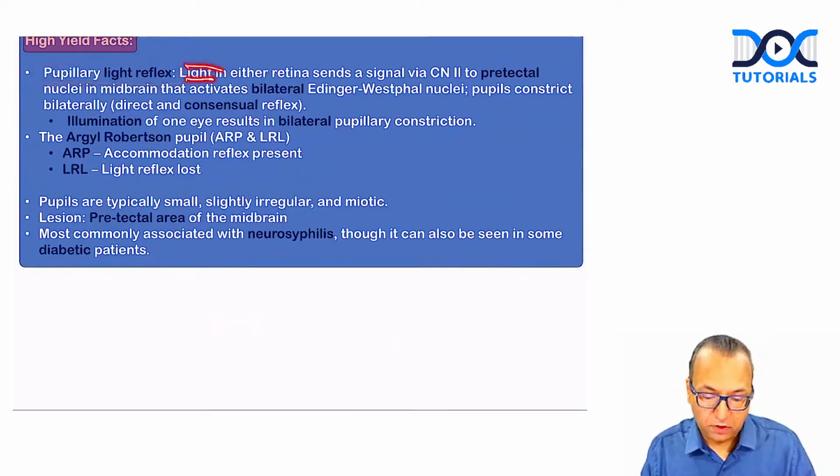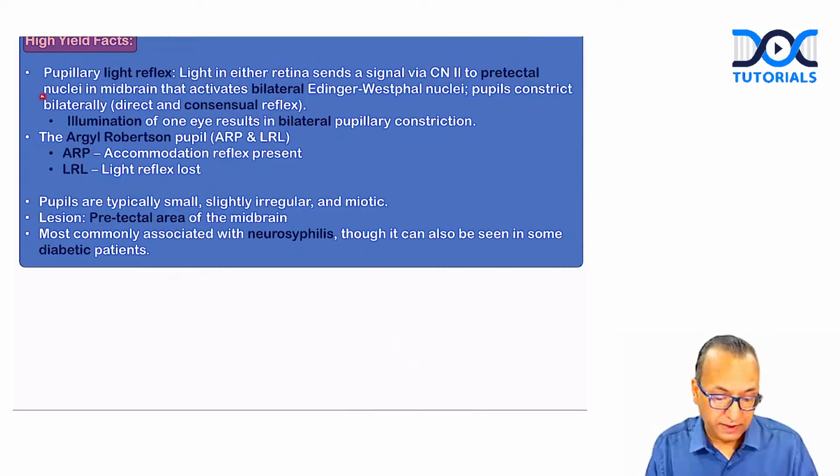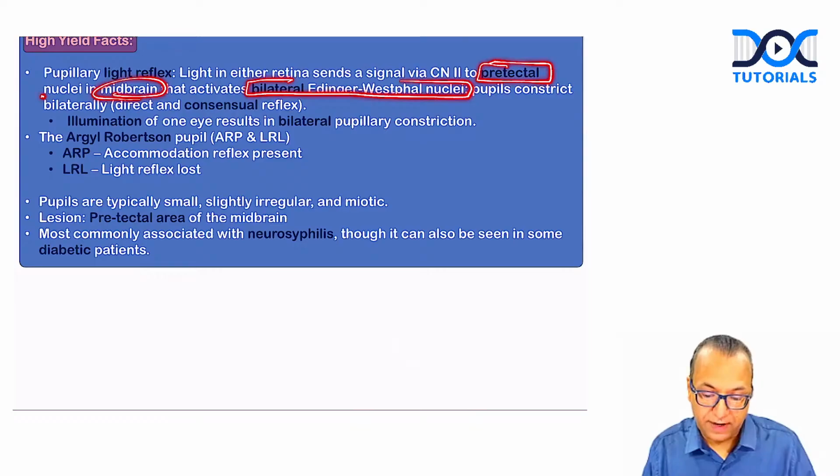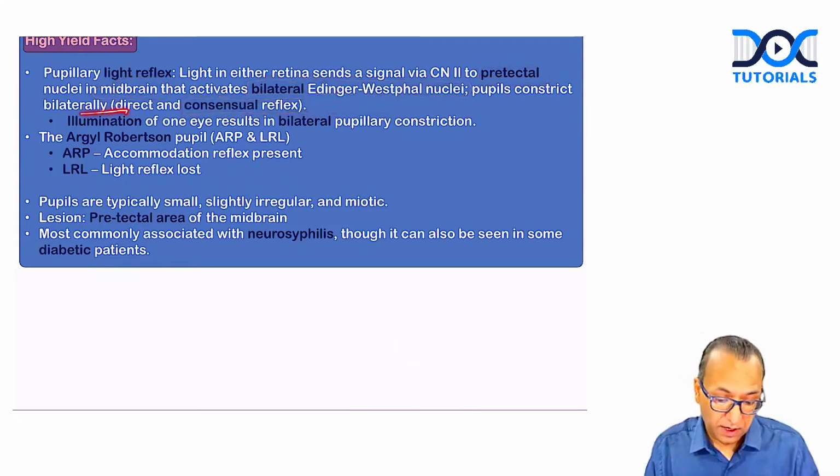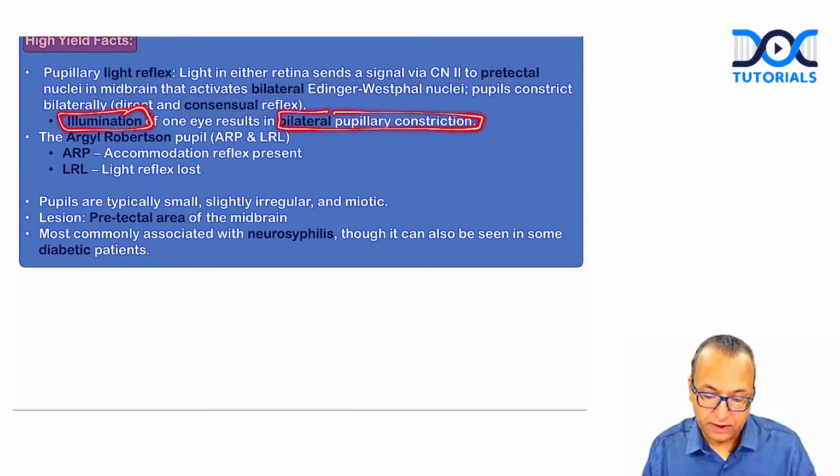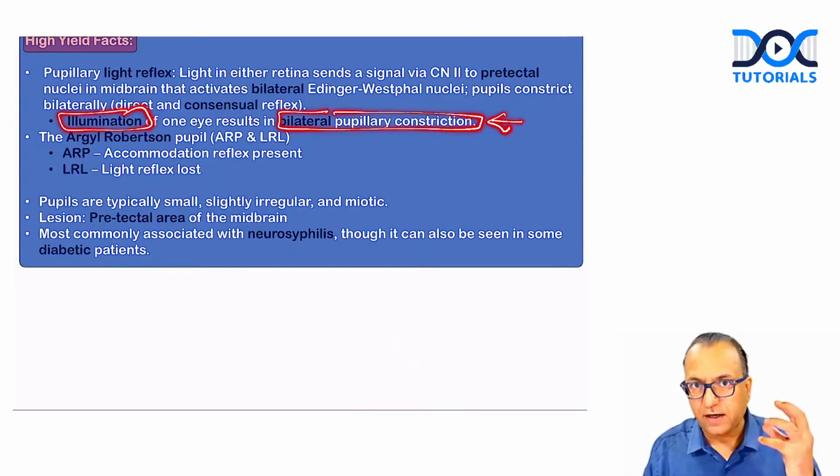You put the light on the retina, which is using the optic nerve, sending the information to the pretectal nucleus in the midbrain. This pretectal nucleus, which is in the midbrain, is activating the bilateral Edinger-Westphal nucleus, which is controlling sphincter pupillae and ciliaris muscle. And there will be a consensual light reflex. Means even if you show light on one eye, both the eyes will show miosis. Illumination of one eye, bilateral pupillary constriction. It is consensual light reflex. It happens automatically because pretectal nucleus has bilateral communication with the Edinger-Westphal nuclei.